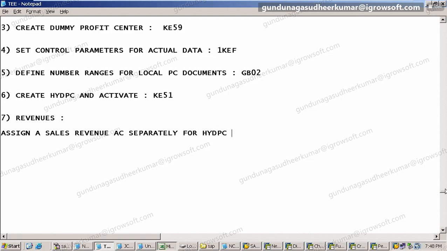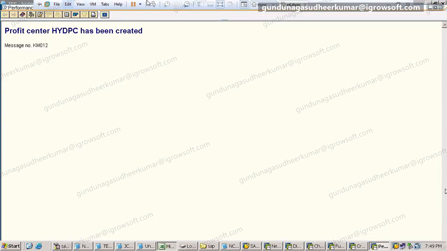Correct. Separate. So the T code to assign is OKB9. Default account assignment. Okay, the T code is OKB9. Yeah, please note down like this. OKB9. Assign a sales revenue account separately for Hyderabad. OKB9. So I'll go like this.